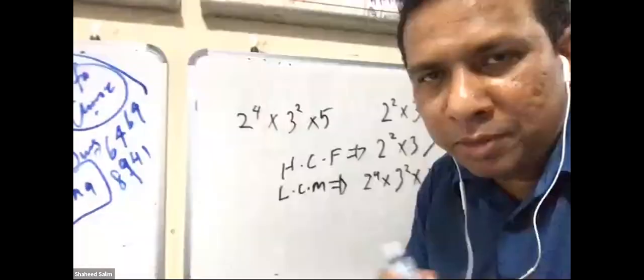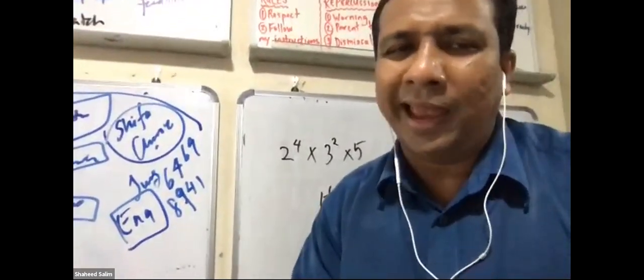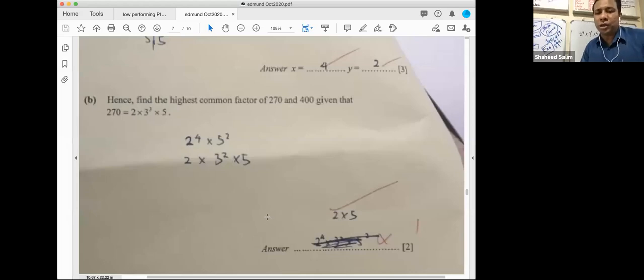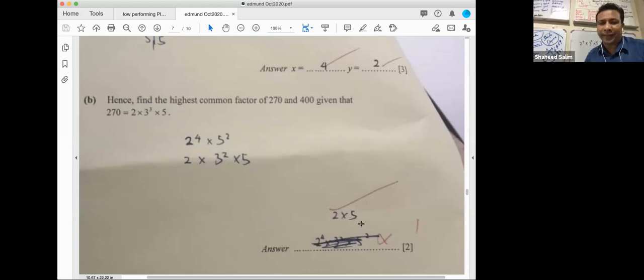Okay, let me look at your paper again. Maybe you might be able to tell the teacher, because you did show the working there. This one is what you wrote? 2 times 5. Oh, I think they want you to write 10, is it? Did your teacher go through the answer?